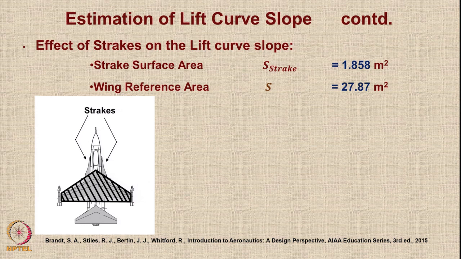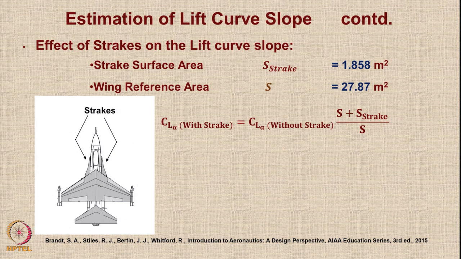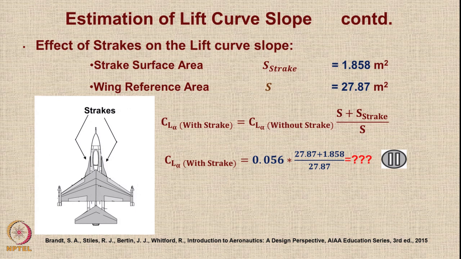The book by Brandt et al. gives a simple formula for calculating CL alpha of an aircraft with strake. If you know the value of CL alpha without the strake, it is nothing but scaling up the area of the wing in terms of the additional area of the strake. So, it will become 300 plus 20 upon 300 in FPS system multiplied by the lift curve slope. In our case, we know that the lift curve slope of the wing was 0.056, and we just have to multiply it by the ratio of wing reference area plus strake area divided by the wing reference area, or we just scale up the value.